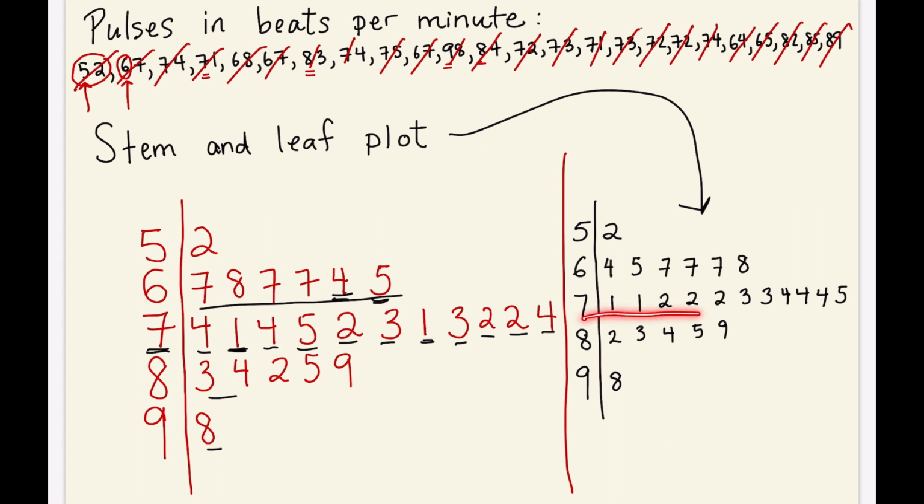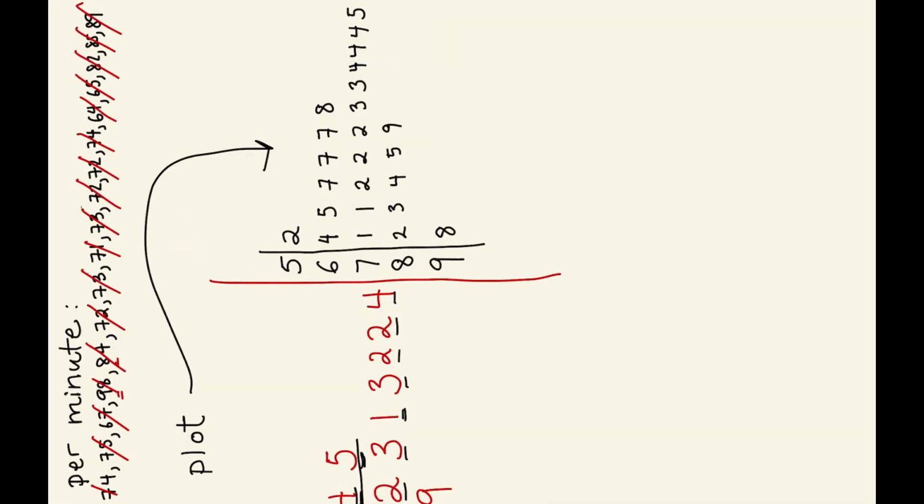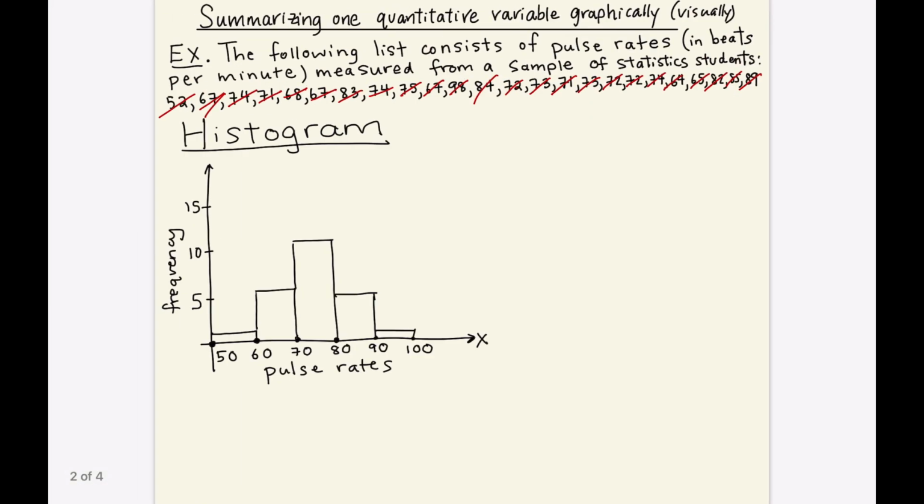Once again, you can see that most of the data values are in this class, and then we have that symmetric bell-shaped pattern. If I were to rotate the page, let me just do that. Once I rotate the page, you can see that this looks like my histogram. Let's take a look back at the histogram we had here. It's got that same shape.